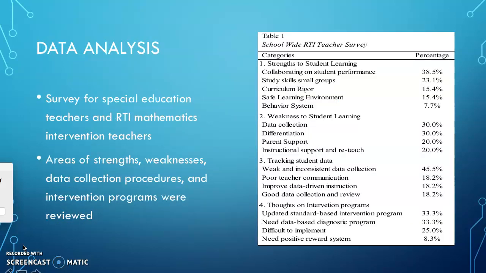The data to support the claims regarding the current intervention program included a survey given to all special education and math intervention teachers at the local school. The survey asked about strengths to student learning, weaknesses to student learning, tracking student data, and thoughts on the current intervention program. As you can see from Table 1 on the right, the staff felt the most significant weakness was data collection and differentiation, both totaling at 60% combined.